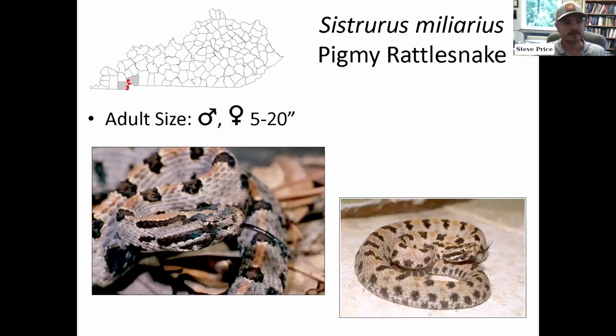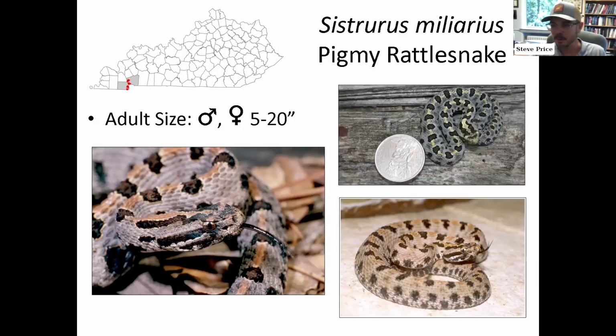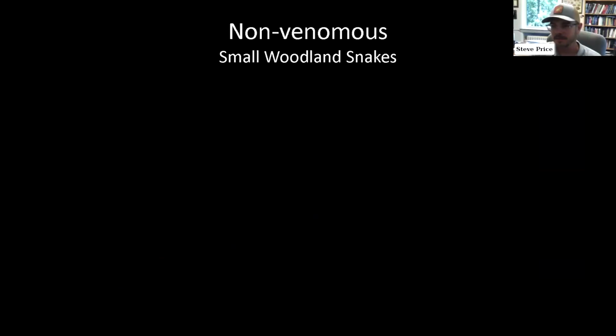Our final venomous species is the pygmy rattlesnake. This is a tiny little rattlesnake. Here's a younger one, but you can see its size in relation to a quarter here. Only really found in the Land Between the Lakes area. They make a sound kind of like a buzzing insect when they rattle, and it's an increasingly rare species in Kentucky. The cottonmouth, timber rattlesnake, and pygmy rattlesnake are all considered species of greatest conservation need in Kentucky.